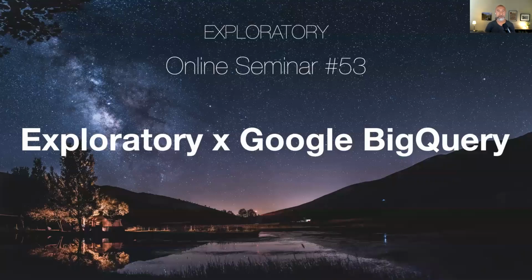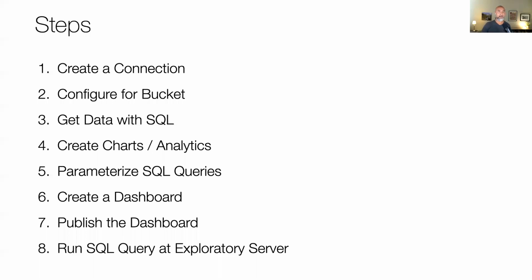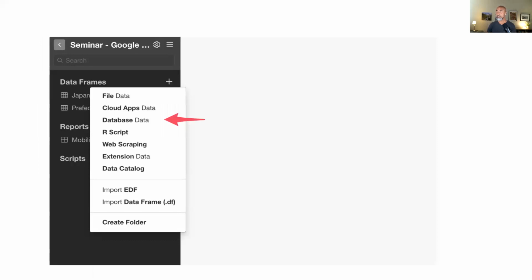Let's get started. So Exploratory Online Seminar number 53, Exploratory X Google BigQuery. Again, this is about how you can configure and get the data from Google BigQuery, and then what you can do with that data in Exploratory. To show you, I set up these 8 steps for today, starting from creating a connection to BigQuery to ending with running a SQL query against BigQuery at the Exploratory server. Okay, so let's start with the very basics.